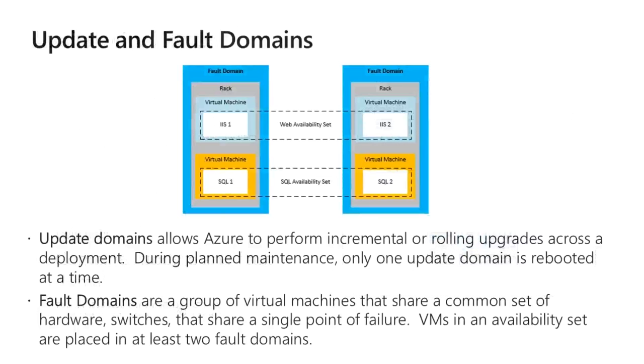So update domain and fault domain. Our fault domain is a rack that we have already discussed, and update domain is a rack server. That could be a single rack server or that could be a pool of rack servers. Okay, depends.